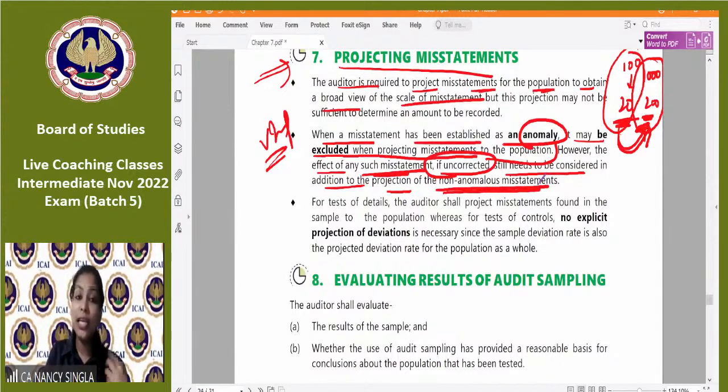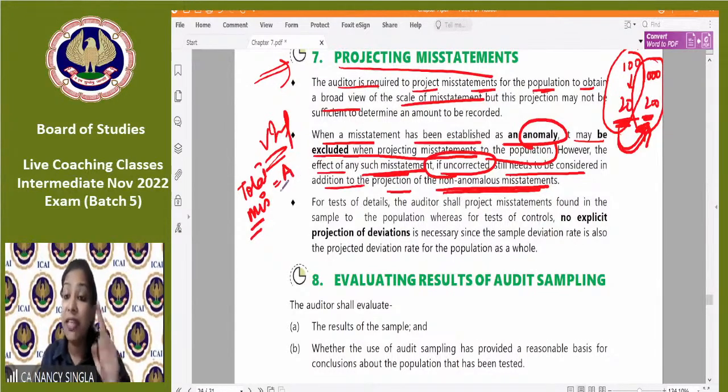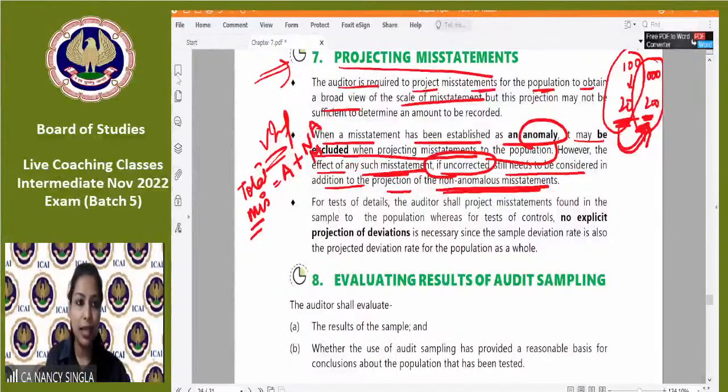But when you are calculating as to total misstatement कितना है, then you will see what? जो anomaly का misstatement है, if it is still uncorrected, plus जो भी non-anomalous misstatement आपने project किया on the entire population. Let us read this line again. However, when a misstatement has been established as an anomaly, it may be excluded when projecting misstatement to the population.